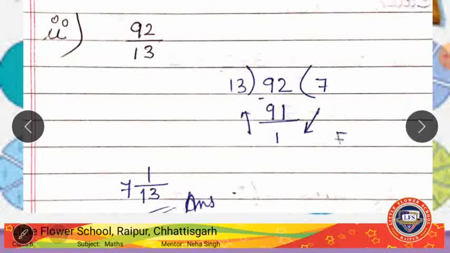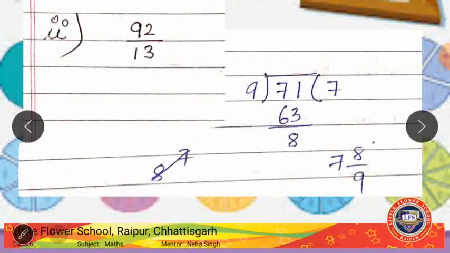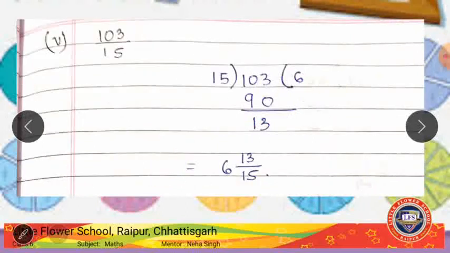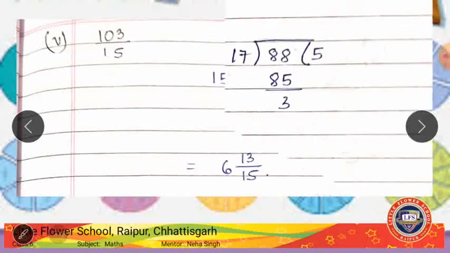We will divide by 13. 13 sevens are 91, right? And so what will be the fraction? 7 1 by 13, right? Moving on to the next question. Again simple division, and we need to write the fraction in this form, 7 8 by 9, right? All the questions are similar, just you need to divide and write the fraction. This will be your answer.